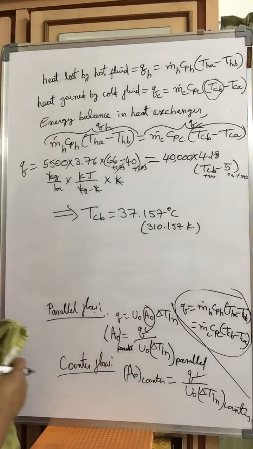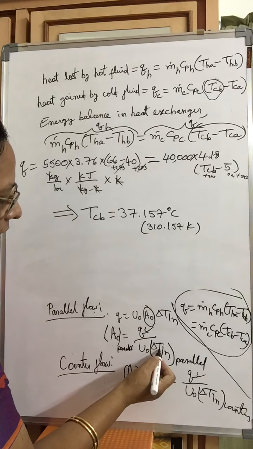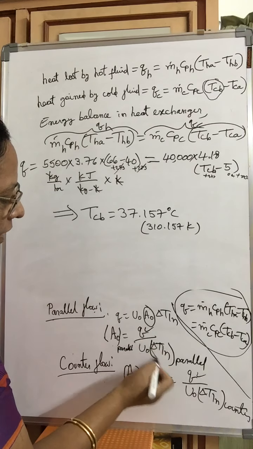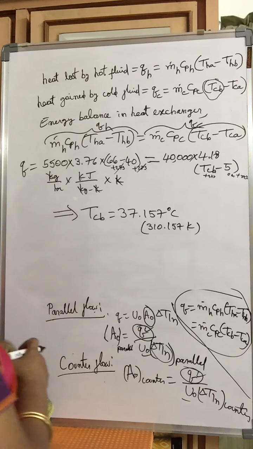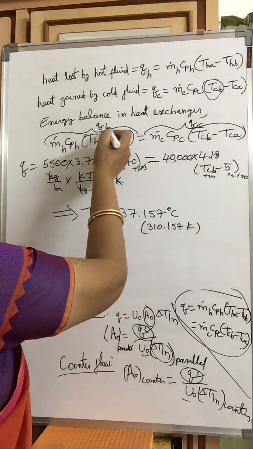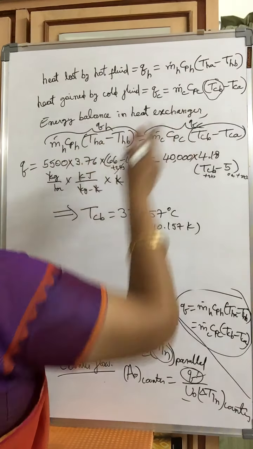So how to have that Q here? See, to calculate delta T ln you got TCB. Q naught is already given. So now you need to have the Q value. So how to have that Q value? Either you calculate QH or QC. Separately you can calculate.